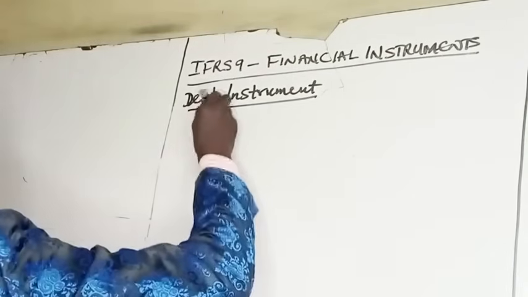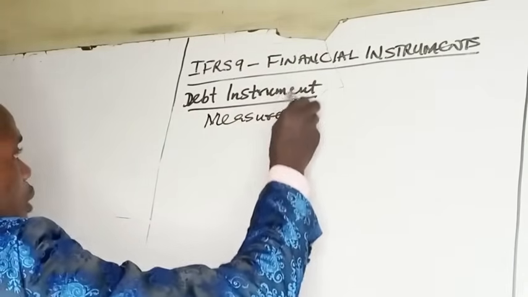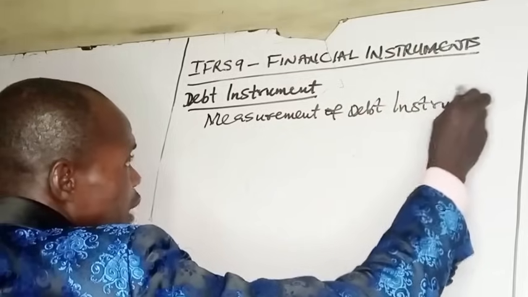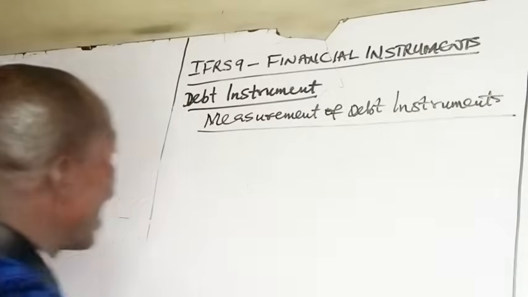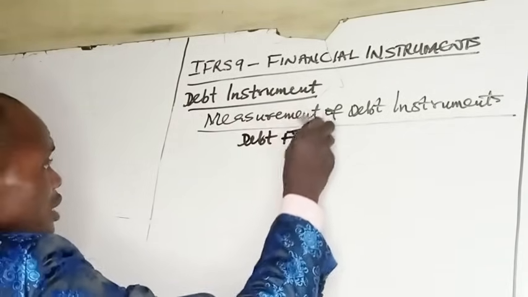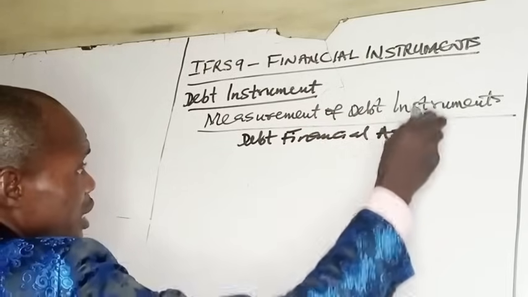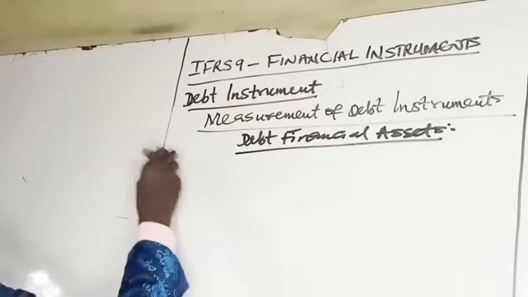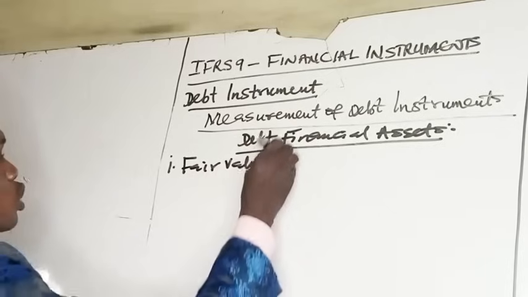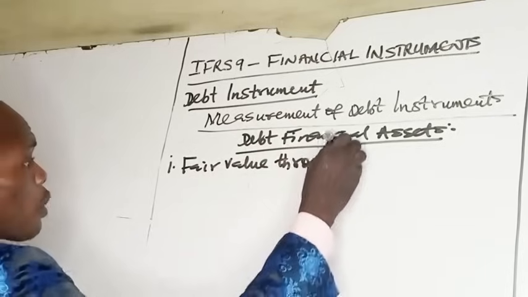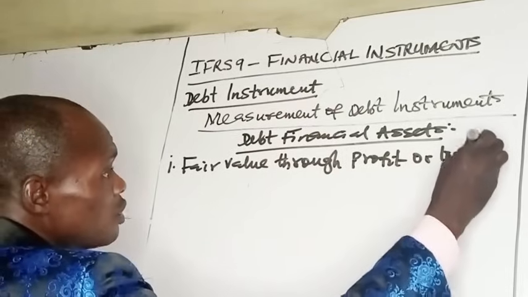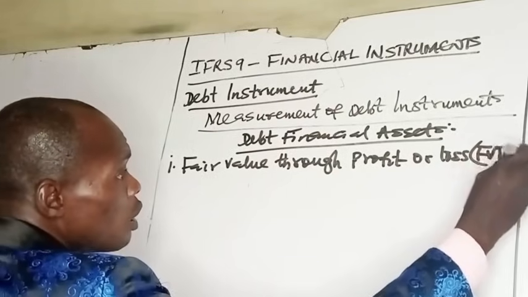Measurement of debt instruments. So if I say debt instruments, I mean debt financial assets. Debt financial assets can be measured in any of these ways. Number one, at fair value through profit or loss.